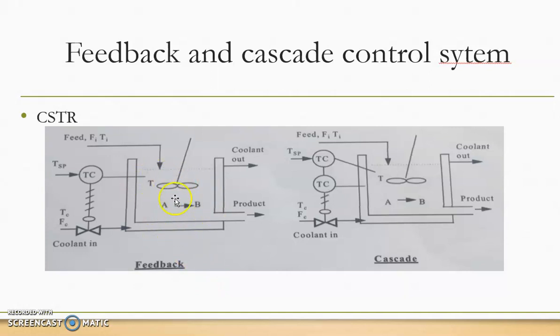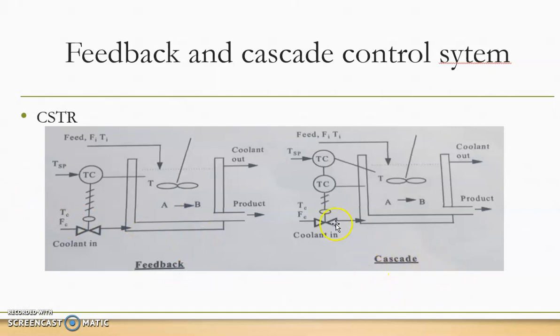Now this is a CSTR. Our main objective is to maintain the reaction temperature inside the CSTR at a particular point. Coolant flow rate is our manipulated variable. We will measure the temperature of the reaction mixture and compare it with the set point. If the temperature is not as per the set point, then we will manage the flow rate of the coolant, because this is our manipulated variable, depending upon the output of the reaction mixture temperature. That's how we can control the temperature inside the reactor by a feedback control loop.